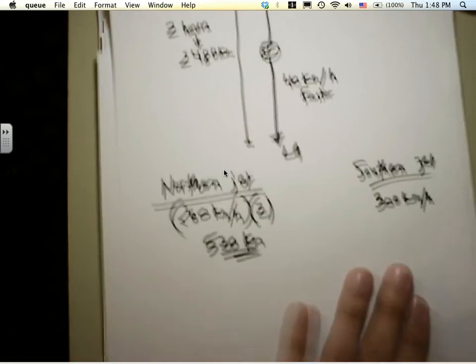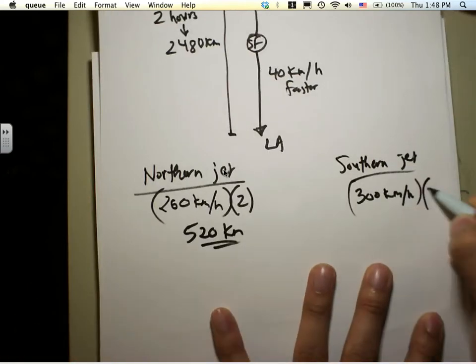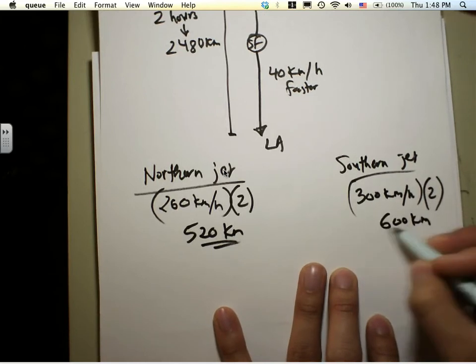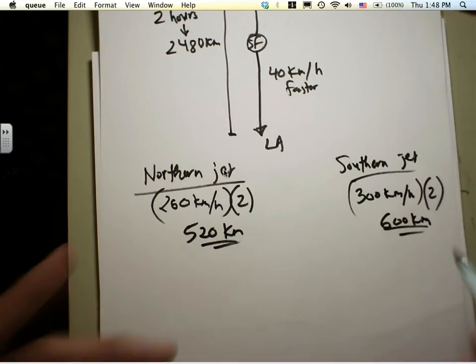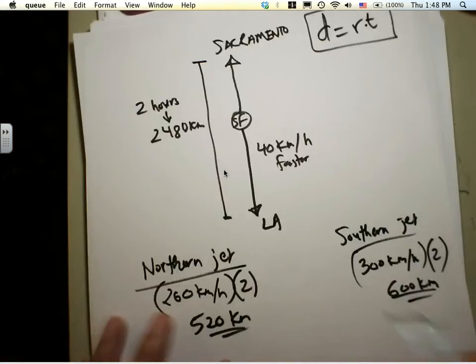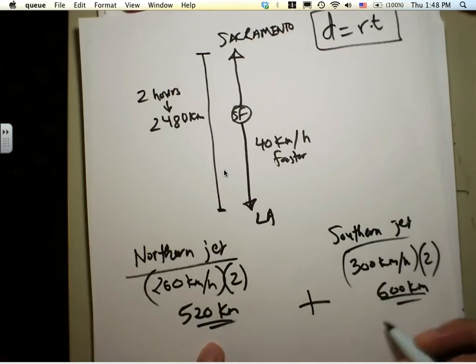What about the southern jet? 600. Very good. Times it by 2 hours, you will also have 600 kilometers, right? But look at this. I know that the distance apart of these two has to equal 2,480, right? If I try to guess and add these two together, it only adds up to 1,120 kilometers. Is that the answer I'm looking for?